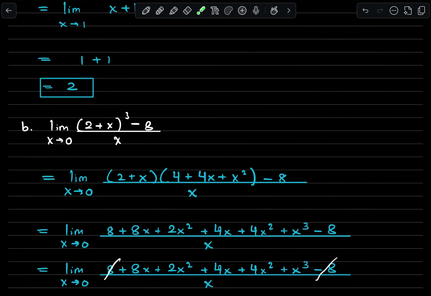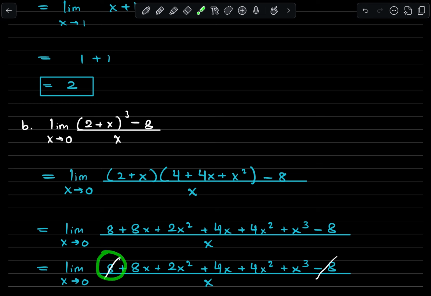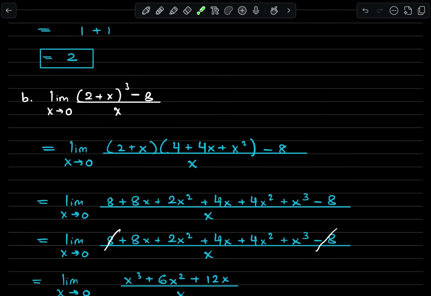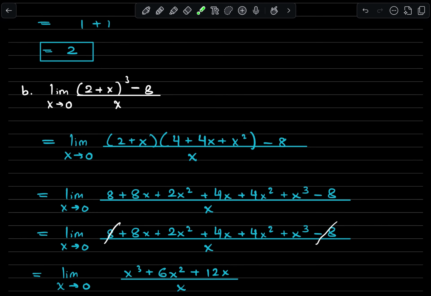And now right away I can see that my constants will cancel out, which is a great sign, right? We would love to be left with only x terms in the numerator so that we can factor out an x and cancel it out with that denominator x. Okay, and that's exactly what we're going to see happen.